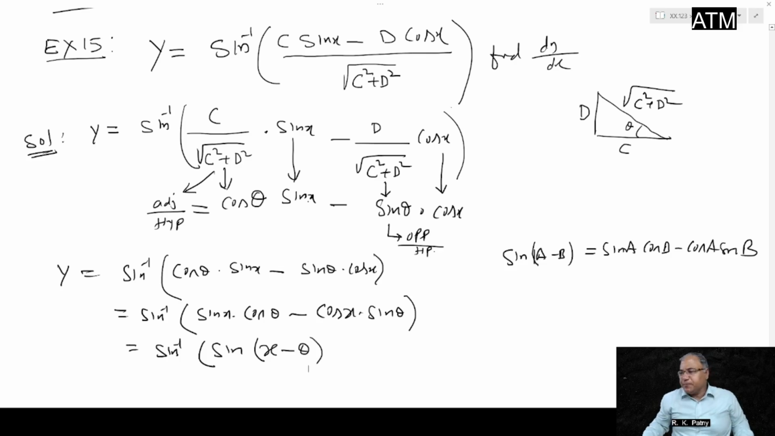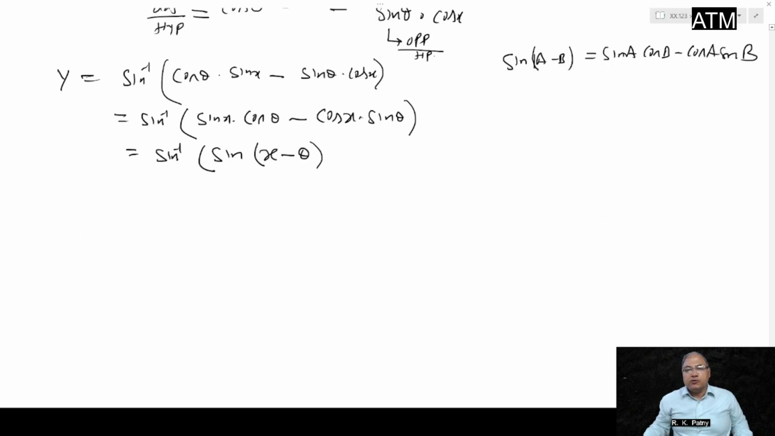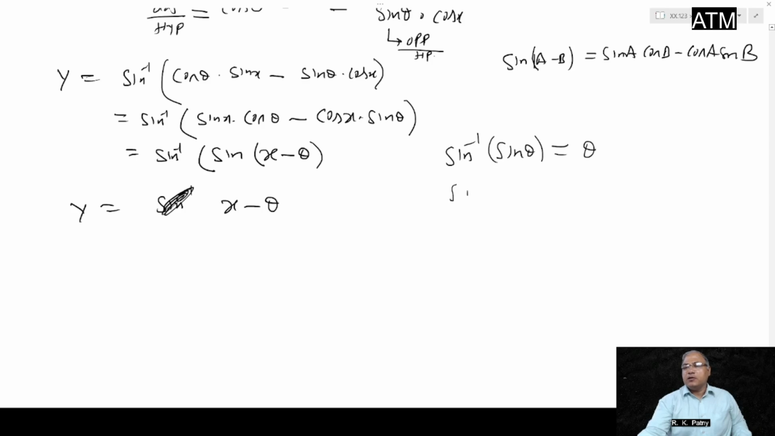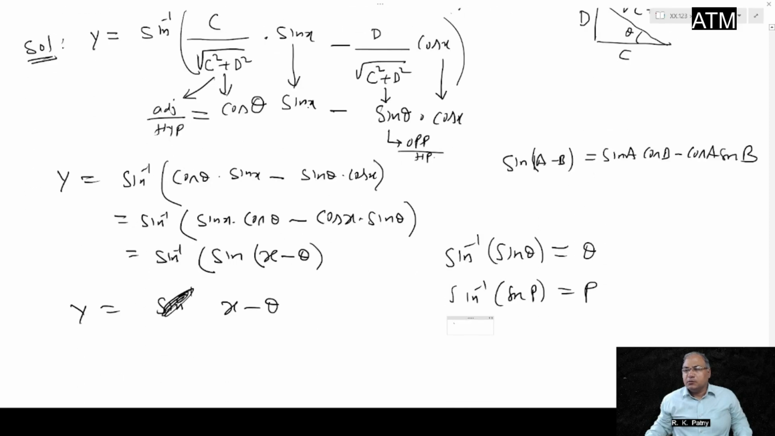So after that this is equal to sine inverse, and sine will get cancelled. We get x minus theta, because we know the formula: sine inverse of sine p equals p. This is the formula. And what is theta?